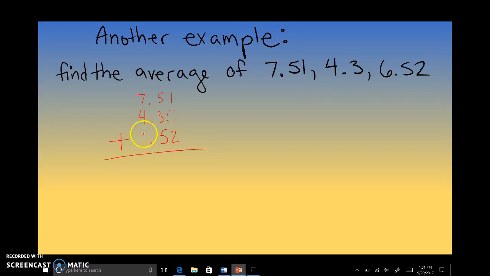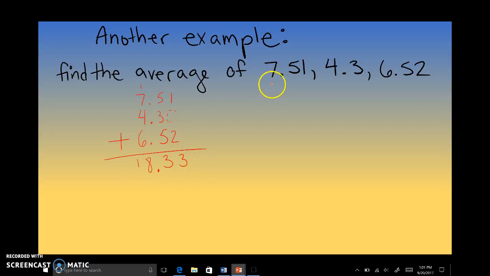So first we're going to start on the right. 1 plus 0 plus 2 is 3. 5 plus 5 plus 3 is 13. 7 plus 1 is 8. Plus 4 is 12. Plus 6 is 18. So the sum of our numbers we know now is 18.33.